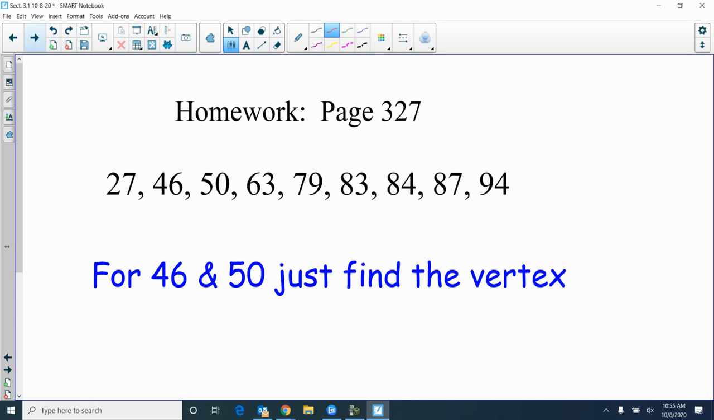Whew. For 46 and 50, just find the vertex.